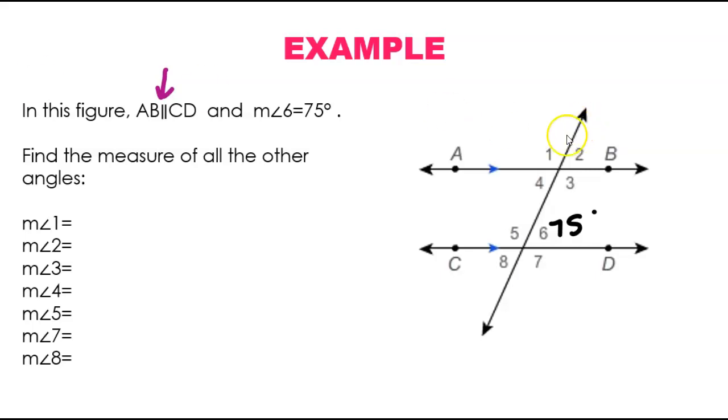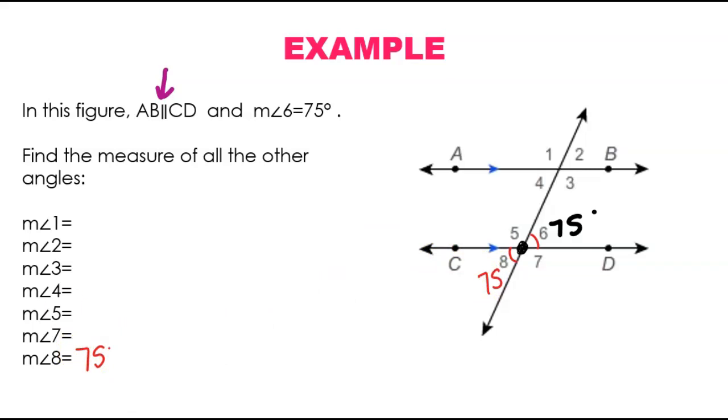Now, we can go ahead and do the angles that are at the same intersection as angle 6. Remember that vertical angles, those are the ones that are opposite of each other, okay? Those are always congruent. So like angle 6 and angle 8 would both be 75 degrees. I'm going to go ahead and put that in there, 75 degrees for angle 8.